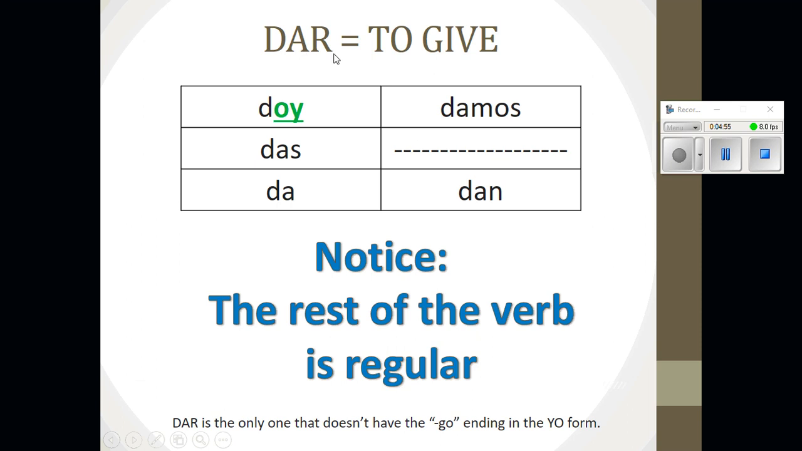And the last verb, dar, means to give. We need to indicate that on the note guide. And also all the forms are regular except for the yo. So we'll write doy, das, da, damos, dan. Also notice that dar is the only one that doesn't have the go ending in the yo form. So remember, most of these will be go verbs, but dar is not. Pause the video.